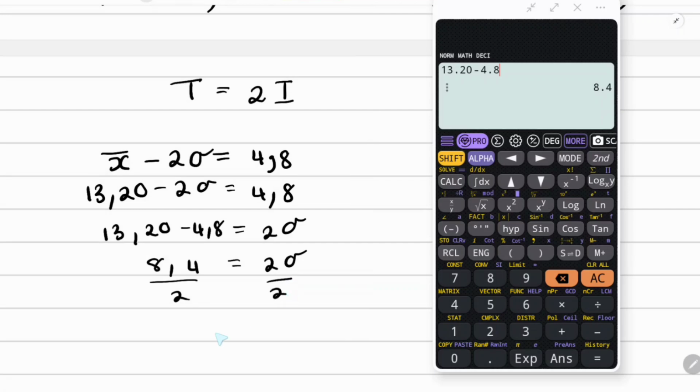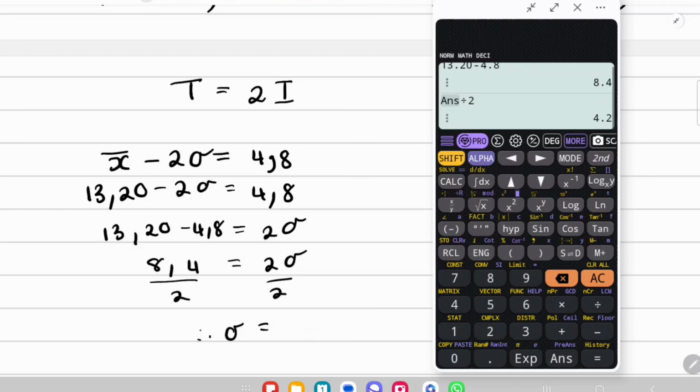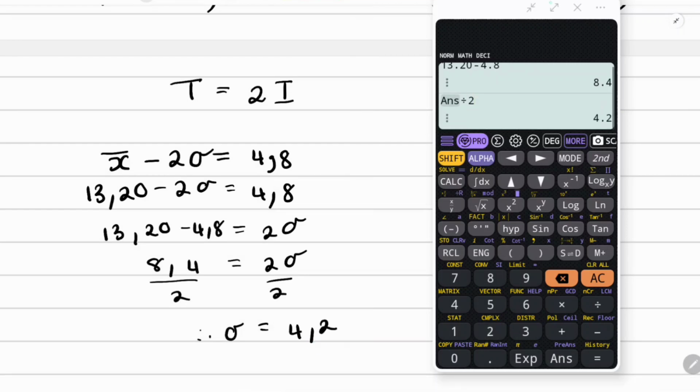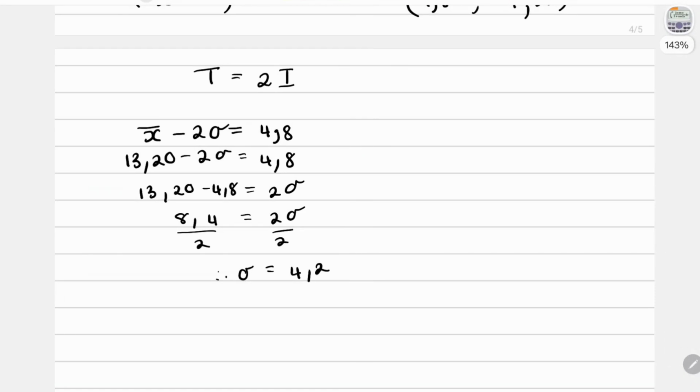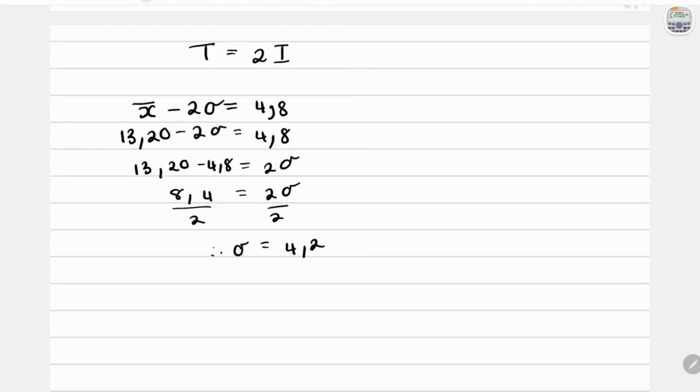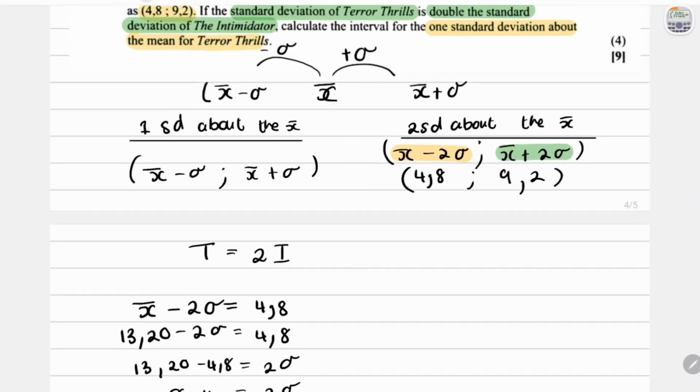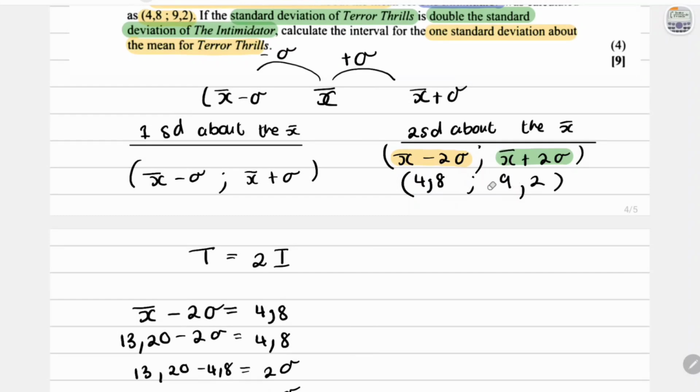Then if you divide both sides by 2 to find that standard deviation, our answer divided by 2 gives us 4.2. Now, the reason I'm not just going to run with this and say, yes, this is my answer, is because they gave us the interval for two standard deviations about the mean for that intimidator ride. I can't just use one of the values. I have to ensure that this is actually true.